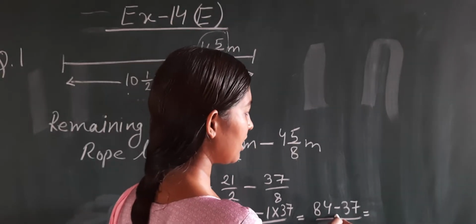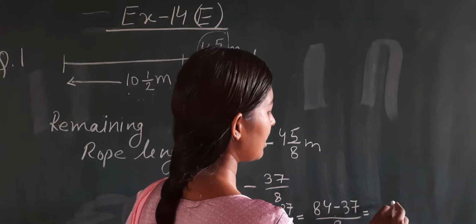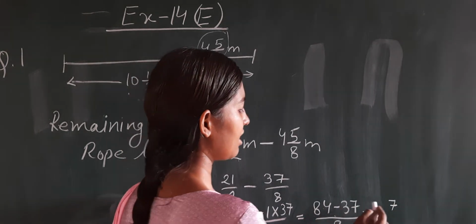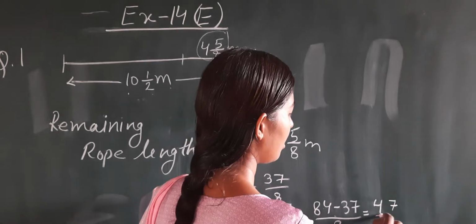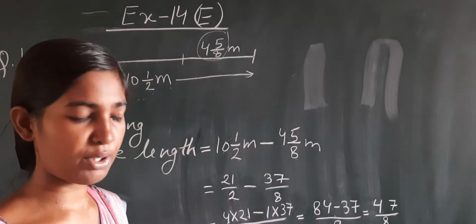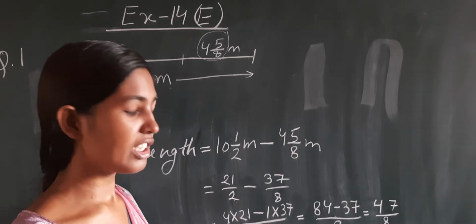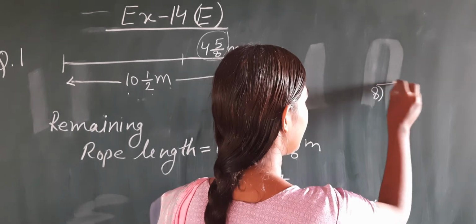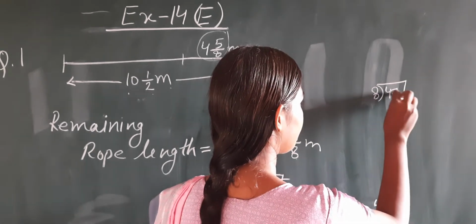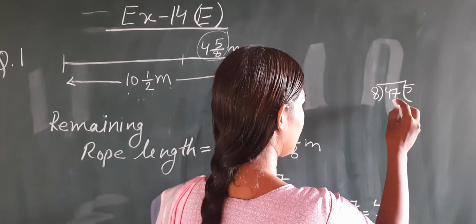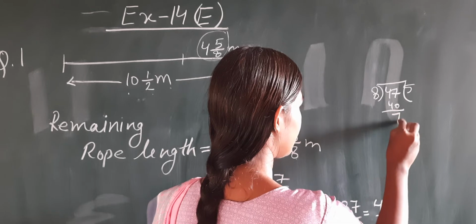Is equal to, subtract 84 minus 37. 14 minus 7 will be 7. Here 7 is remaining, 7 minus 3 is 4, and the denominator is 8. As the answer is coming as an improper fraction, you have to convert it into a mixed fraction. How will you convert it? Divide it. 8 sixes are 48, then 8 fives are 40, 7 is remaining.